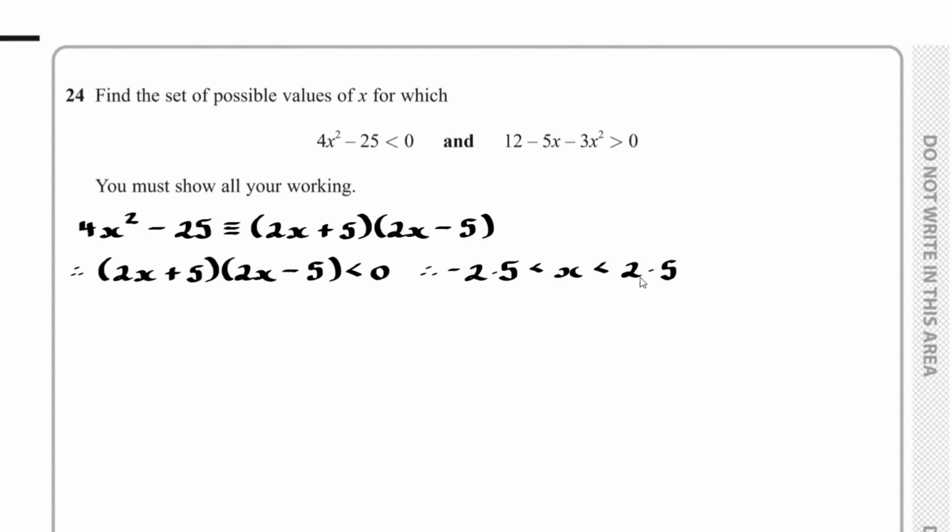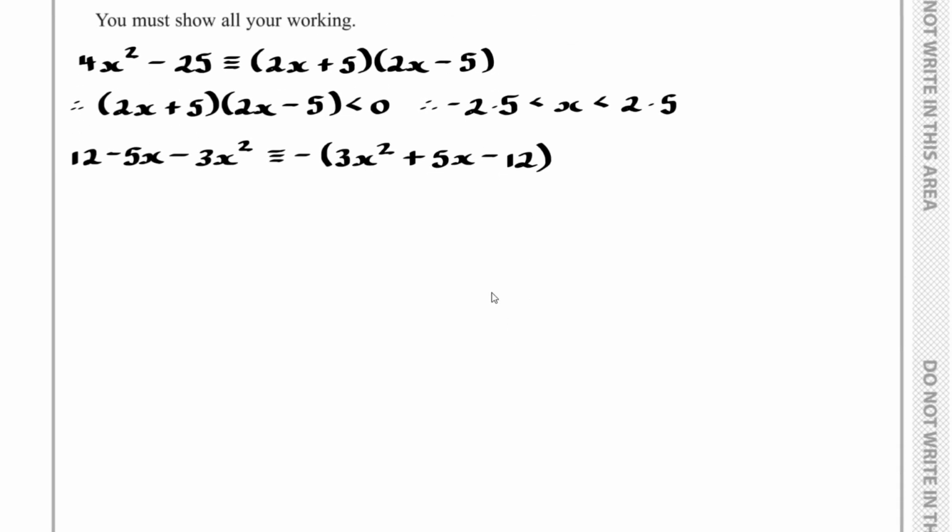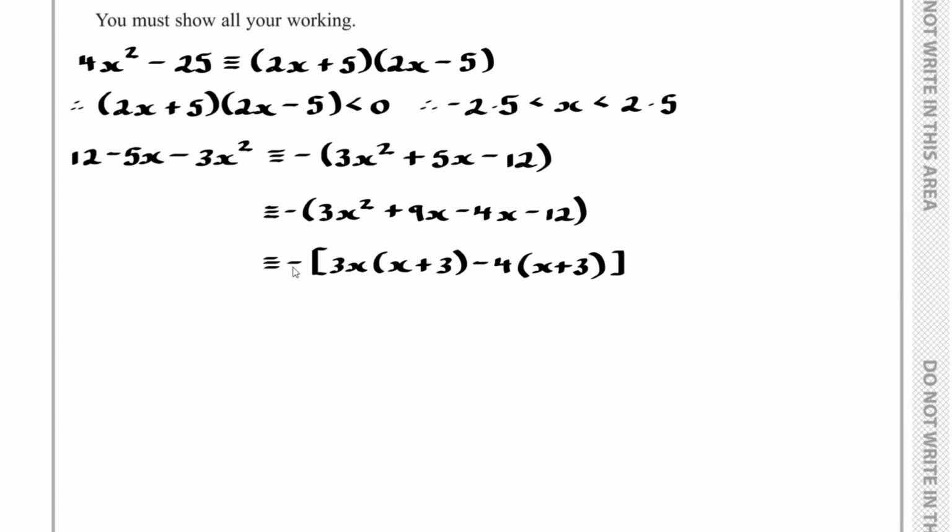Let's now focus on the 12 minus 5x minus 3x squared. What this is equivalent to is the negative of 3x squared plus 5x subtract 12. And we can rewrite the 5x as 9x subtract 4x. So we have negative of 3x squared plus 9x subtract 4x subtract 12. And if I factorise by grouping, well, I have negative of 3x multiplied by x plus 3, subtract 4 lots of x plus 3, which is the same as the negative of 3x subtract 4 multiplied by x plus 3.